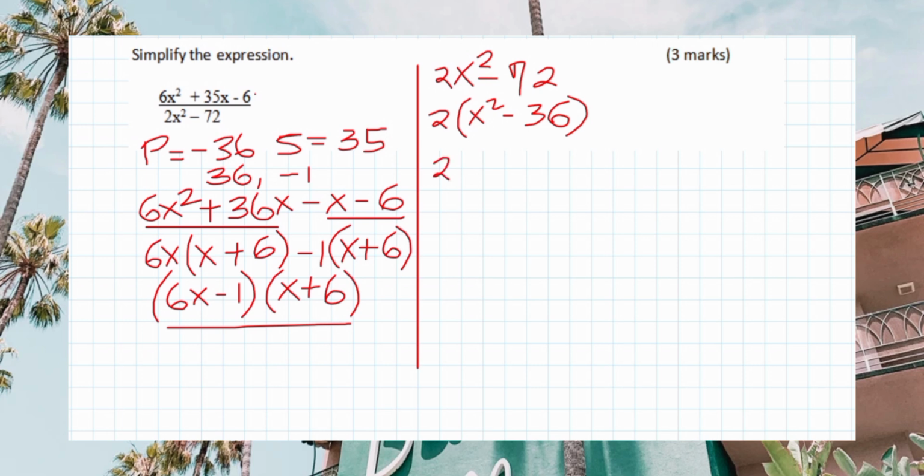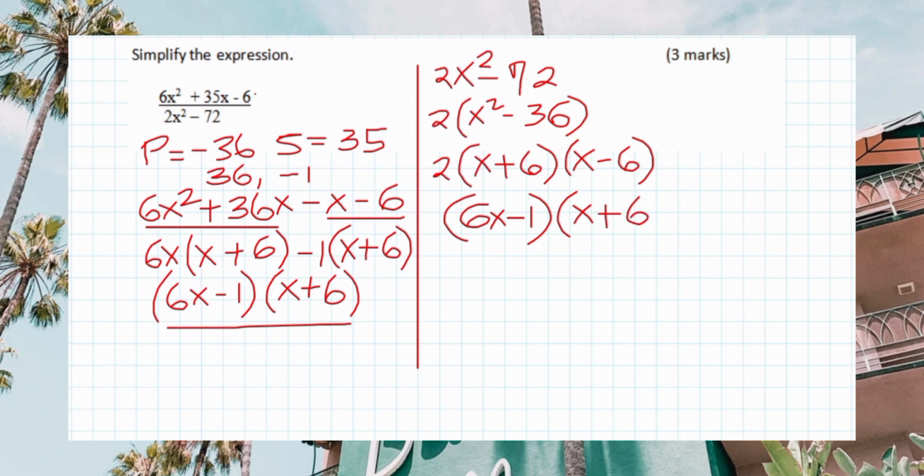So that now outside the bracket we have 2, and inside the brackets we have x plus 6 multiplied by x minus 6. So that way we have fully factorized the denominator. Then we combine the numerator and the denominator, so that now we have x squared, x minus 1 multiplying x plus 6, all these divided by 2 in brackets x plus 6 in brackets x minus 6.